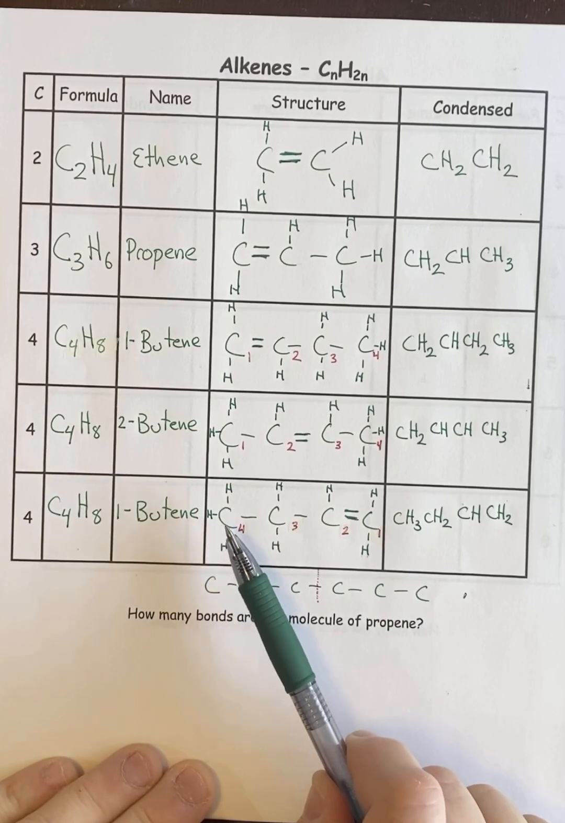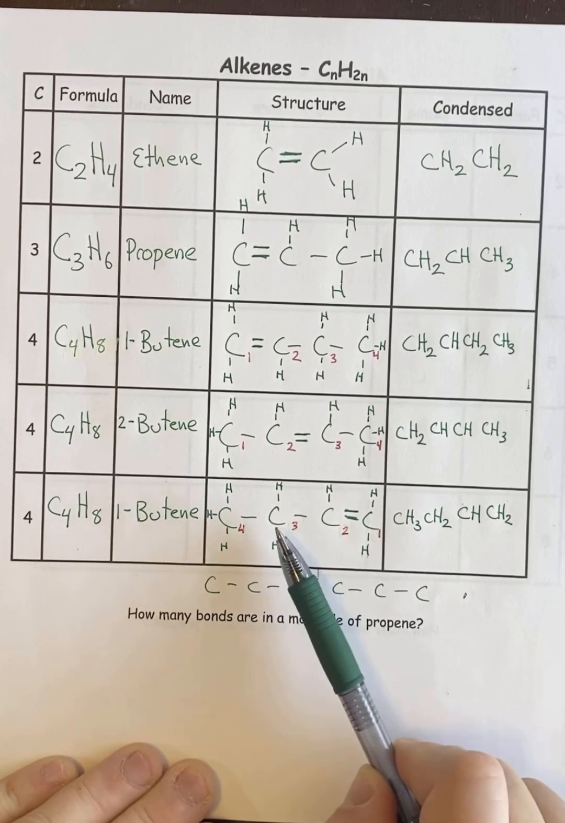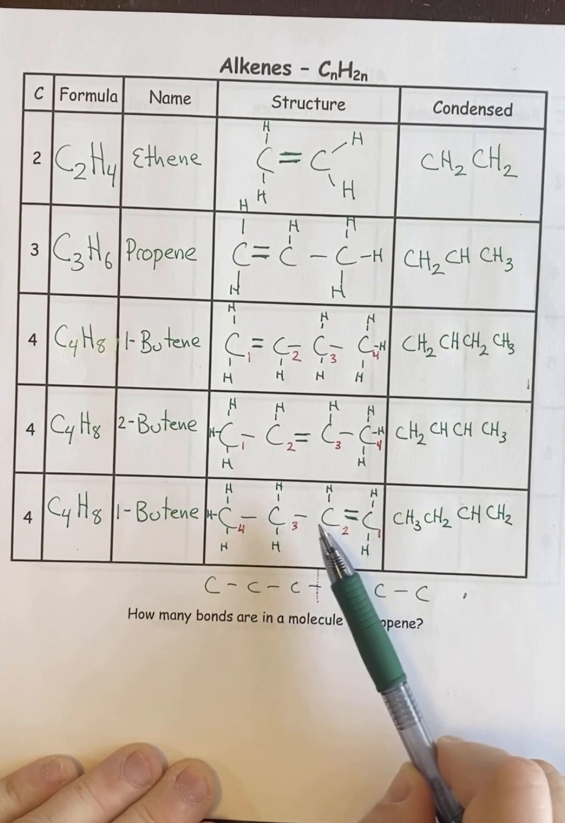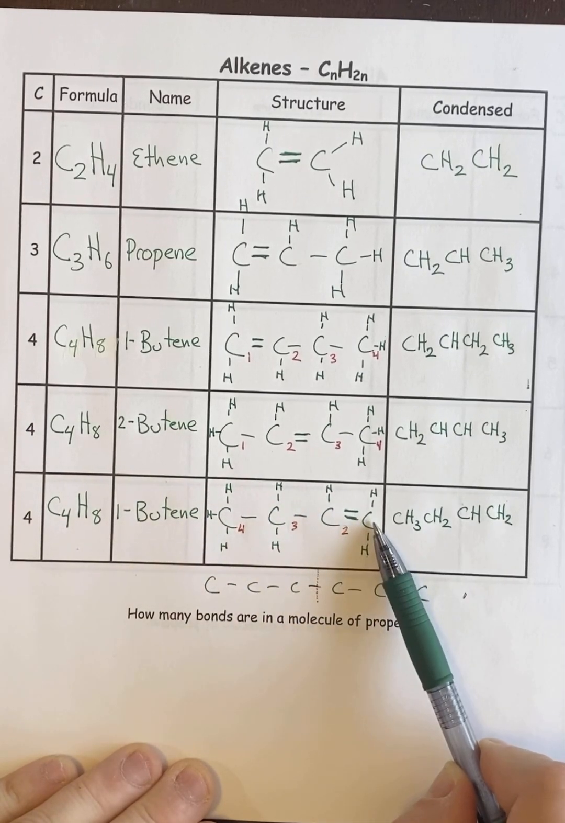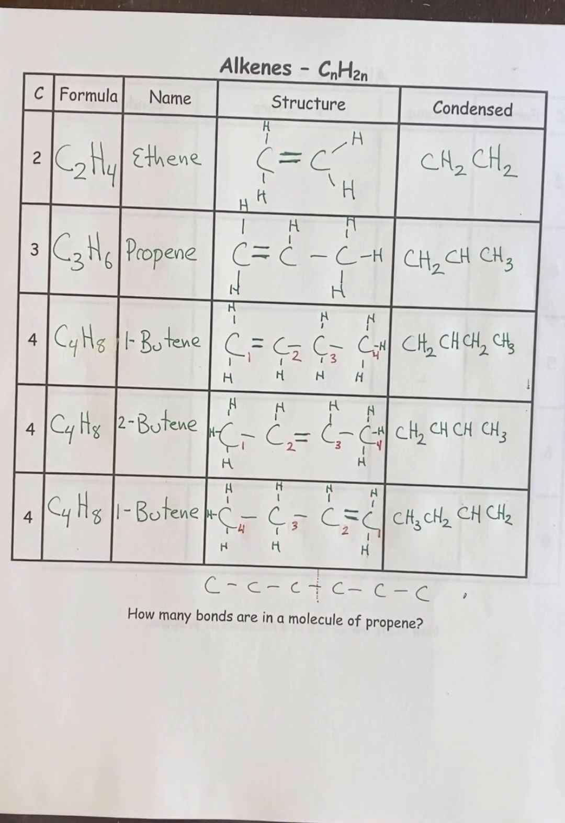So when you look at this one, you say, all right, carbon 4 has 1, 2, 3, 4 bonds, carbon 3, 4, carbon 2, 1, 2, 3, 4, carbon 1, 1, 2, 3, 4. So as long as every carbon has 4 bonds, you did it right. Last question on the bottom is how many bonds are in a molecule of propene? This one tends to throw people off.